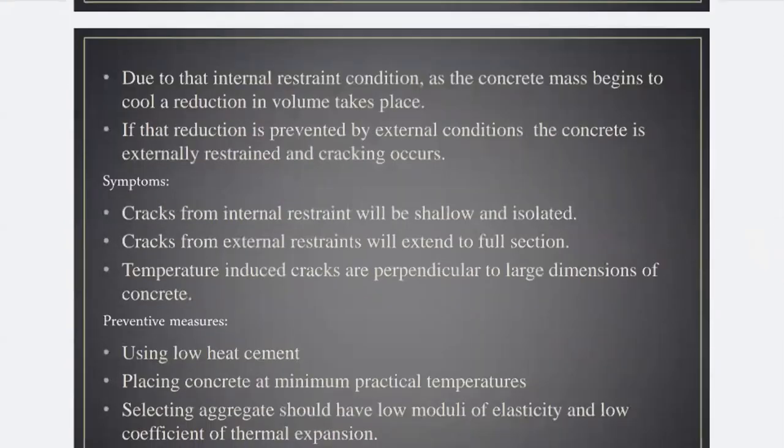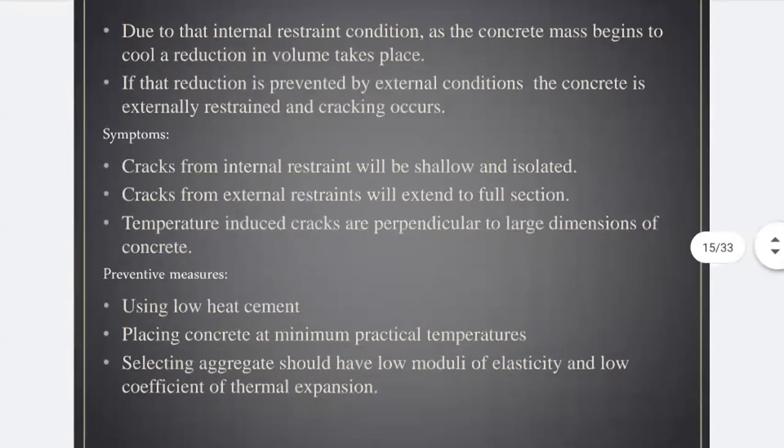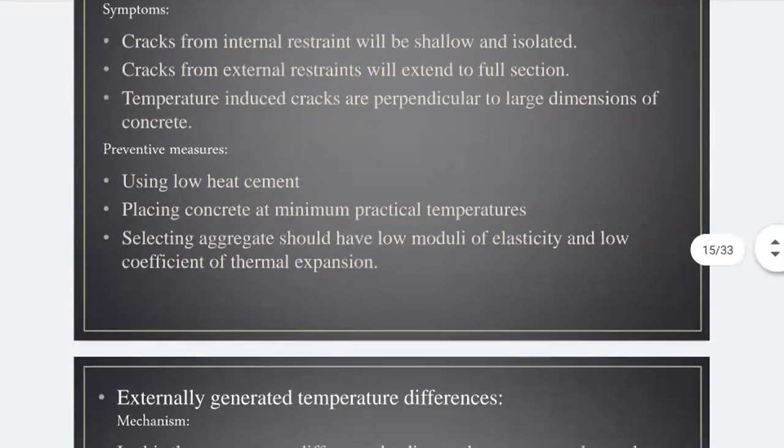So always remember, the first one is due to the internal restraint, the second one is due to the external effect, which is nothing but environmental, and the third one is the induced crack, perpendicular to the large dimension, which is due to fire damage. If fire is caught by your concrete, then you can say it is a temperature effect induced in the perpendicular direction.